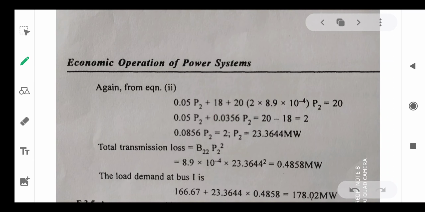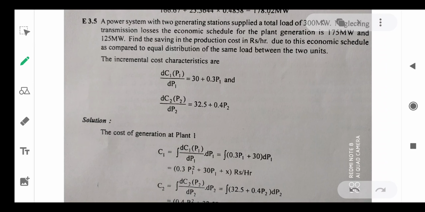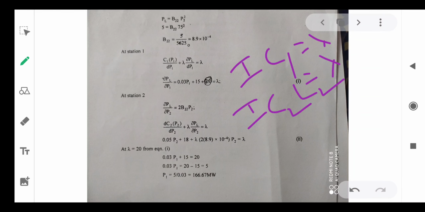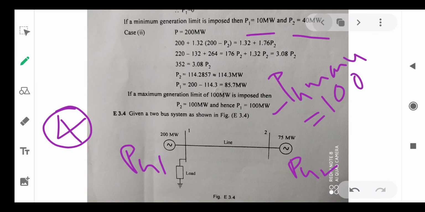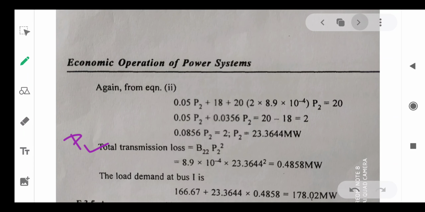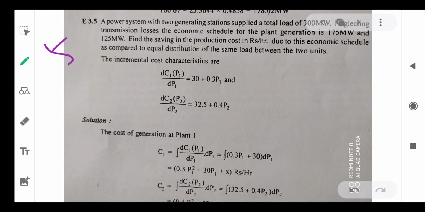When P2 is 23.36, let us substitute to obtain PL, transmission loss PL. So this is 0.48 megawatts. So the total demand is P1 plus P2 minus PL, that is equal to 178 megawatts. This is problem number 4. Problem number 5.